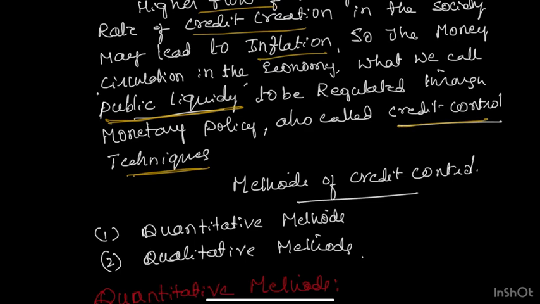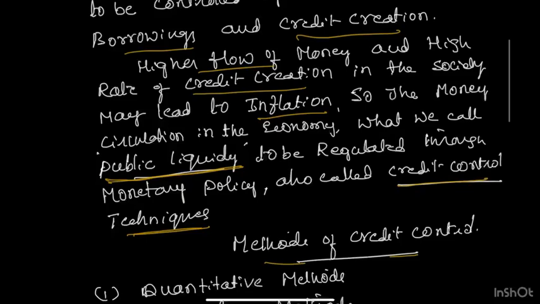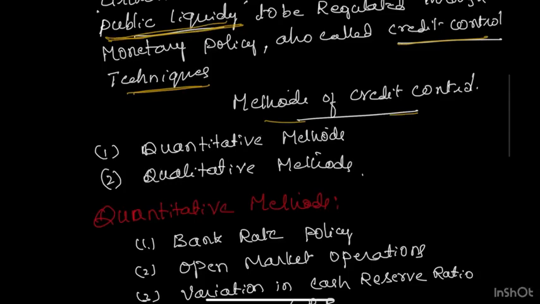So we have different kinds of credit control techniques which are being applied by the RBI to have a control over the credit creation or the money circulation or the public liquidity, to have a control over the inflation or the deflation in the economy. So let us know what are the different methods of credit control. We also call them credit control tools or the credit control techniques or the measures of monetary policy.